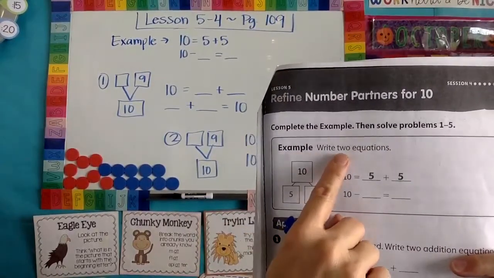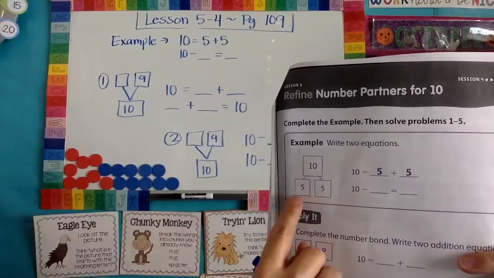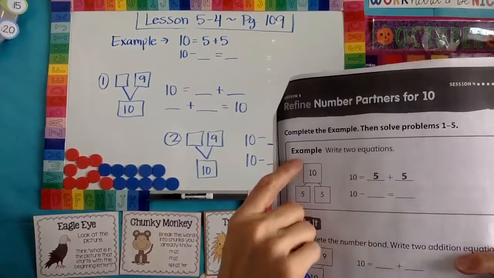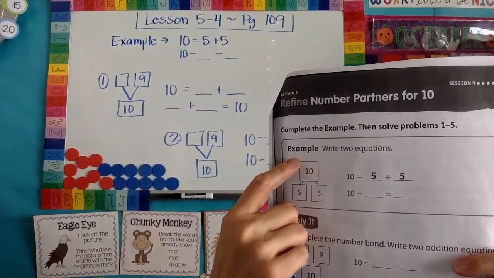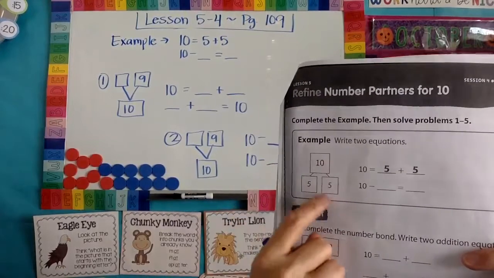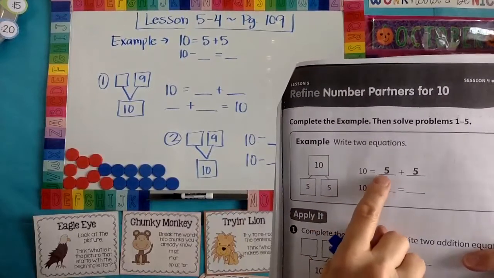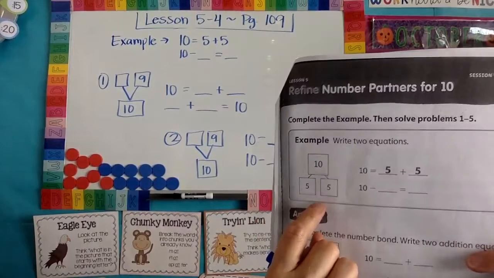Example: write 2 equations. This is your number bond. 10 is broken down into 5 and 5. If you break it down, that's subtracting. If you put it together, that's addition. Remember, those are opposites. 5 plus 5 equals 10. 10 minus 5 equals 5. Oh, I solved it. 10 equals 5 plus 5. I could also do 10 minus 5 equals 5.